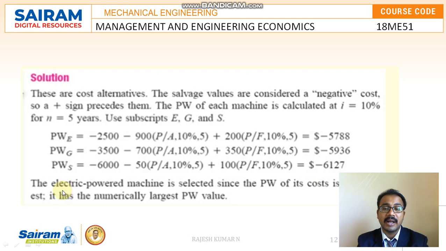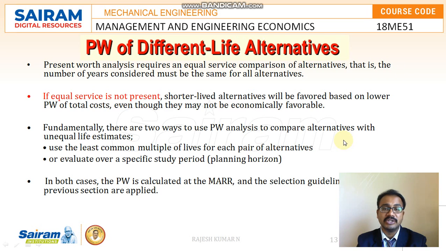So comparatively, which one is the cheapest one? The electric powered machine is selected since its present value of cost is the lowest. Everything here is negative, there is no profit. But if I'm looking for the best one among these three, it is undoubtedly the lesser cost, because it has the numerically largest value. Compared to the others, this is the best value. So I'll be going with the electric powered machine.